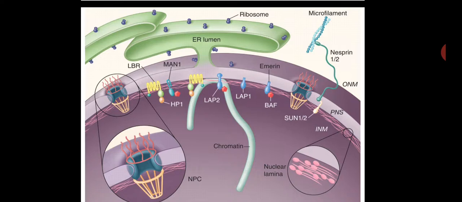Let's come to the structure of the nucleus. When we look at the structure, we can observe four compartments or four parts in the nucleus. The first one is the nuclear envelope, the second is the nuclear sap or nucleoplasm, the third is the nucleolus, and the fourth is the chromatin network.